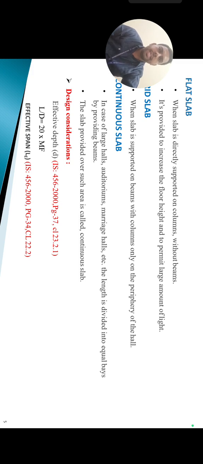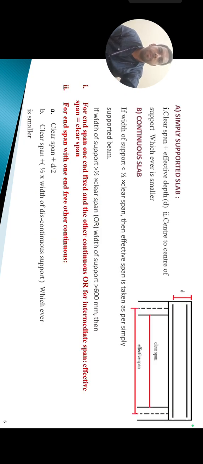Here, the design consideration you have to apply is effective depth. For the L by D ratio you have to take the reference value. L by D is equal to 20 into the modification factor. This is available in IS 456:2000, page number 37, clause 23.2.1. And for the effective span, you have to consider page number 34, clause 22.2.2. Based upon the supporting condition and type of beam, the effective length varies.